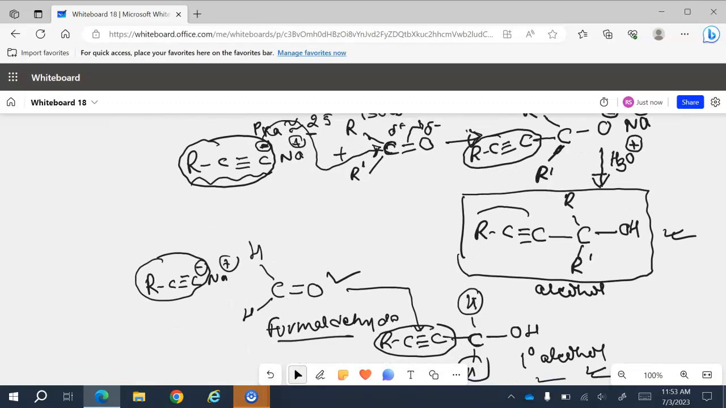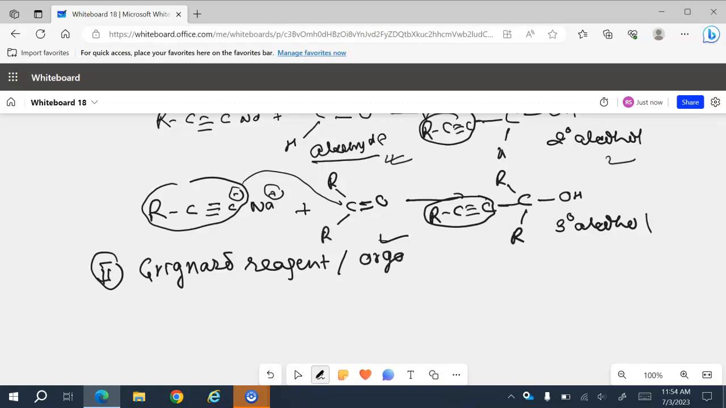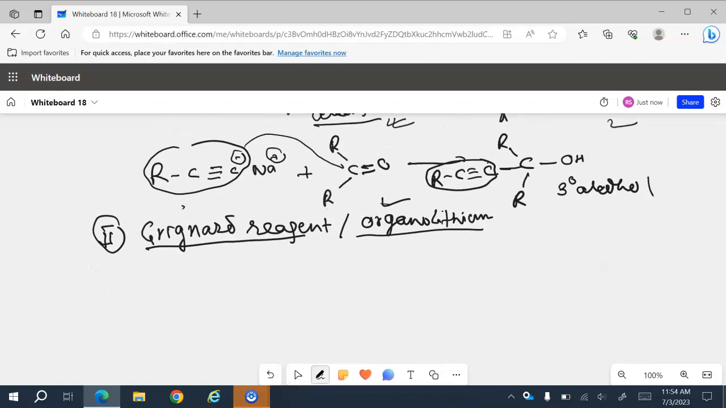That is number one. The other one, that second one, is a very, very powerful reagent. Number two, that we call the Grignard reagent. And along with that, we will connect also the organolithium. And why I'm connecting these two, both will behave in exactly the same way. Grignard reagent and organolithium will act in the same way.